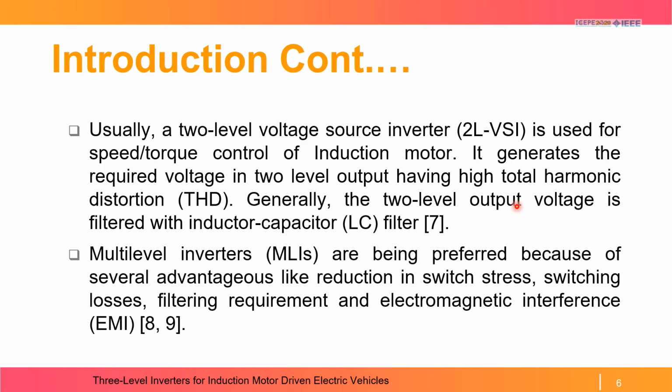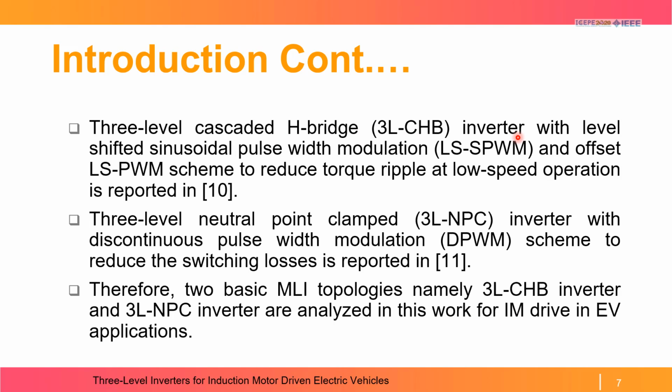Generally, the two-level output voltage is filtered with an inductor-capacitor filter. Nowadays, multi-level inverters are preferred because of several advantages like reduction in switching stress, switching losses, filtering requirement, and electromagnetic interference. A three-level cascaded H-bridge inverter with level-shifted sinusoidal pulse width modulation and an offset scheme to reduce torque ripple at low speed operation is reported. A three-level neutral point clamped inverter with a discontinuous pulse width modulation scheme to reduce switching losses is also reported.